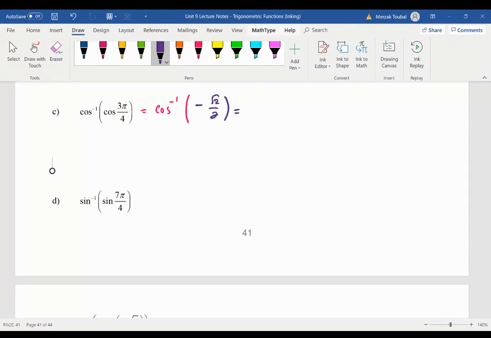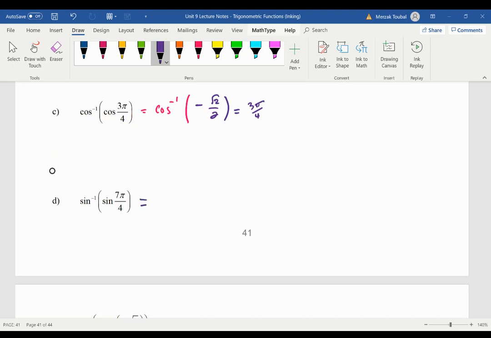Cosine of 3 pi over 4 is in the second quadrant, and the answer is negative root 2 over 2. What is cosine inverse of negative root 2 over 2? It's 3 pi over 4. Look at quadrant 2 of the cosine and look at the x, which corresponds to 3 pi over 4. It's the negative root 2 over 2 x that corresponds to 3 pi over 4.